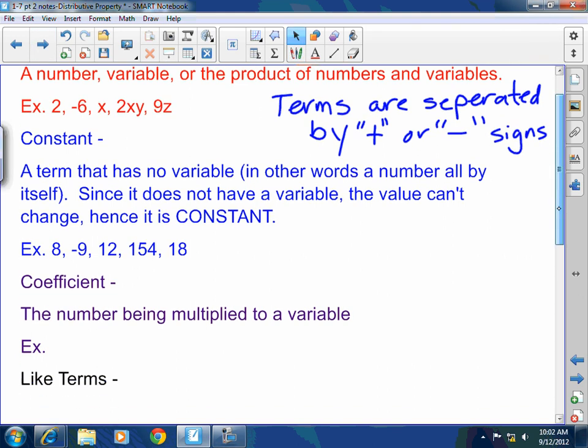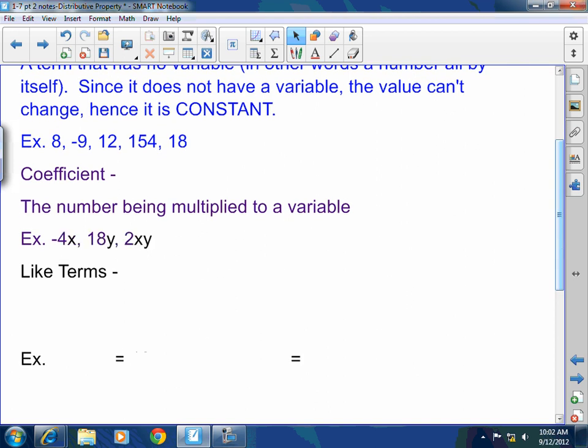Awesome. Examples of coefficients would be -4x. Notice that the -4 is in purple because that's the coefficient. 18y. Notice that 18 is in purple because that's the coefficient. 2xy. Notice that the 2 is in purple because that is the coefficient.